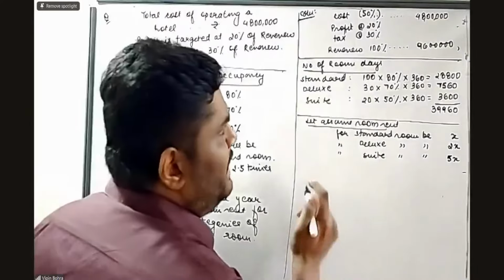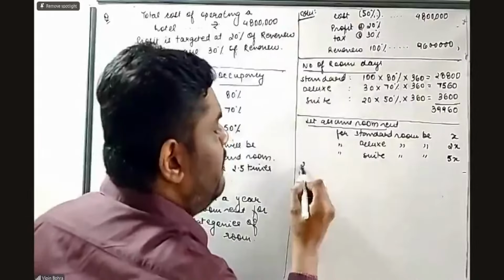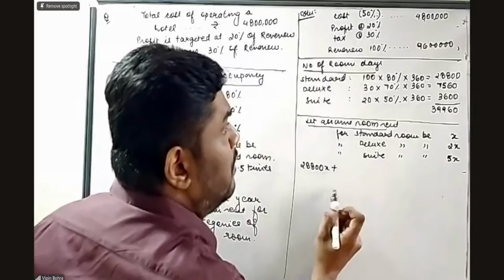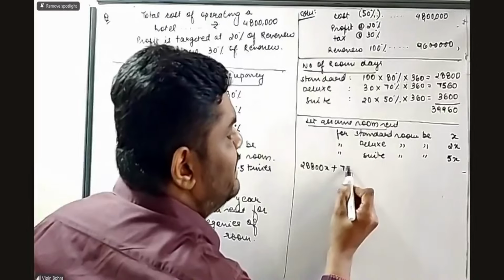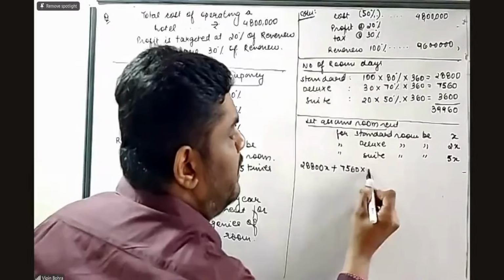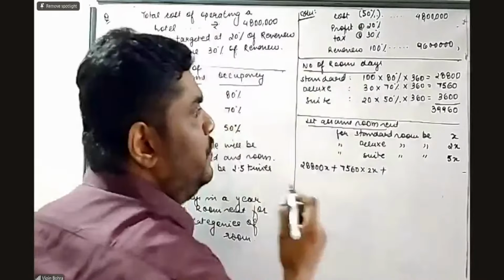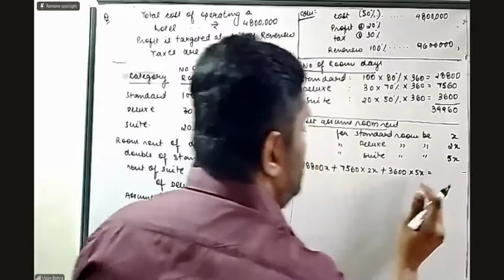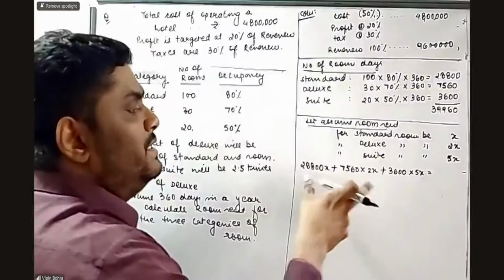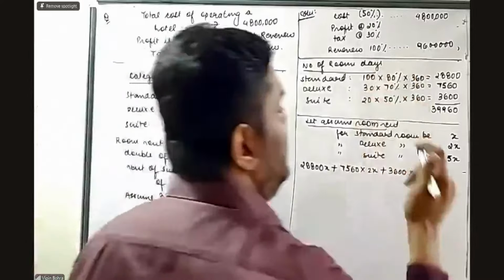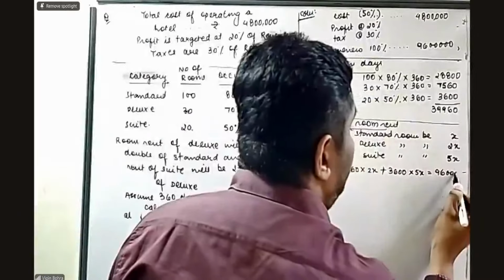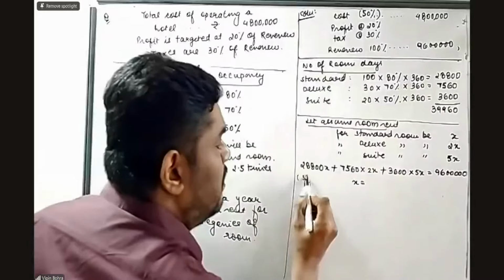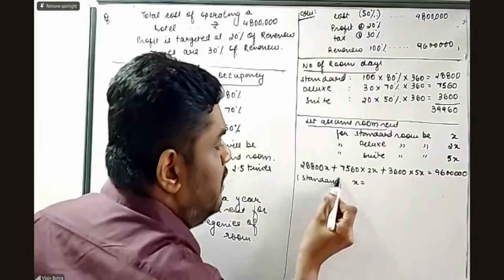So let's calculate the equivalent number of room days. So these are the number of room days for standard into the rent is X. For deluxe, it is 7,560 into 2x. For suite room also, it is 3,600 into 5x. So this is the total revenue. This total amount of revenue will equate with the revenue we have already calculated, that is 96 lakh. We will get the value of X, that is the standard.